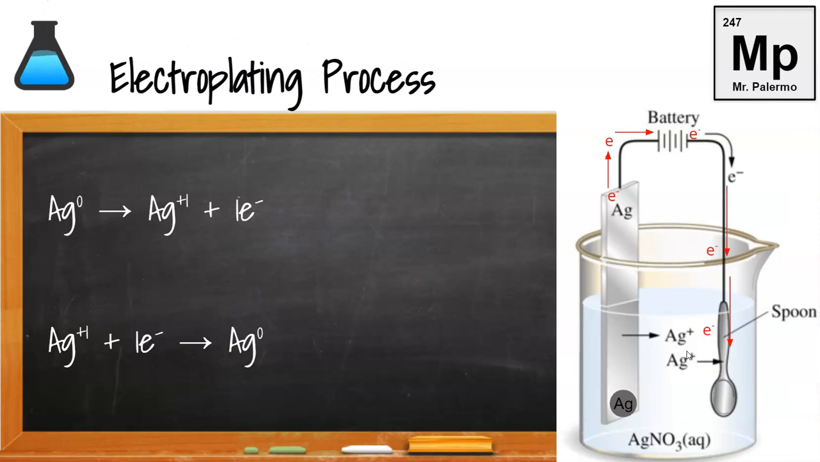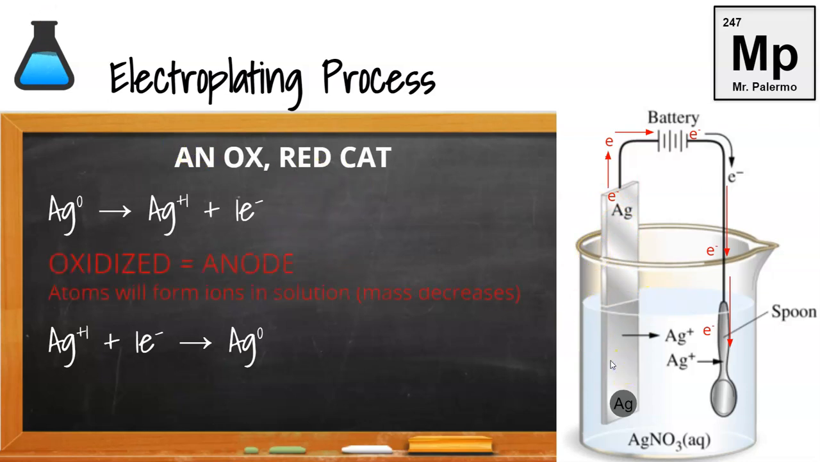So let's look at each half reaction separately. Remember, electrons always go from the anode to the cathode. So the silver electrode is my anode. Recall An Ox Red Cat, so the anode is the site of oxidation. These silver atoms, Ag0, are going to oxidize and lose an electron and form this silver ion, which is going to dissolve in solution. So the silver atoms are turning to ions, and these ions are then going to be used to plate our spoon. And so the overall mass of this electrode is going to decrease as these atoms turn into ions.